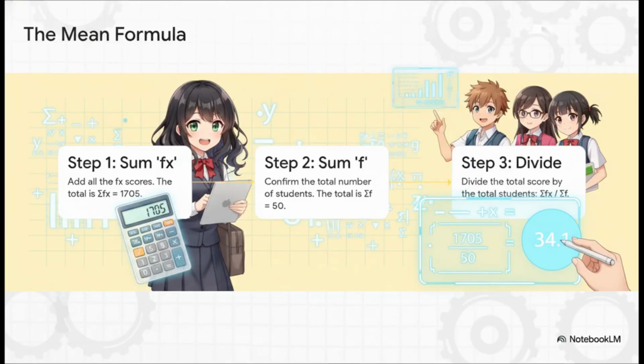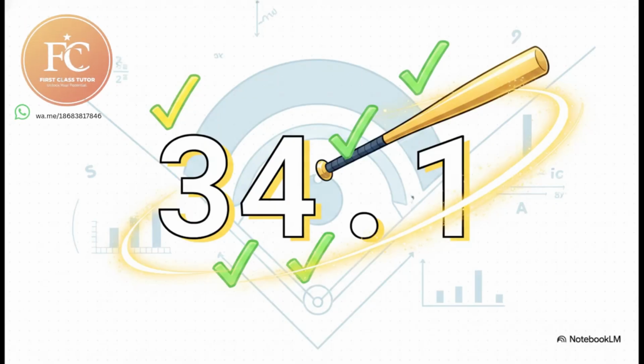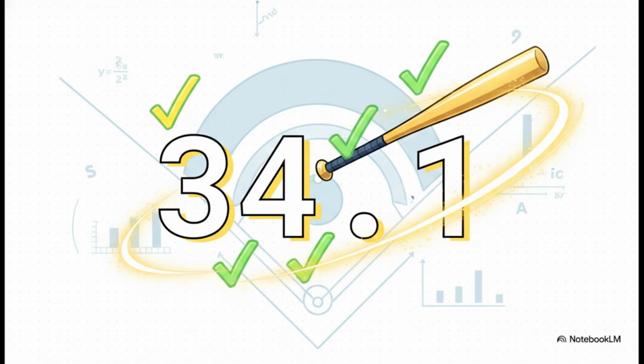Step 1, add up all those fx scores to get our total runs, which comes out to 1705. Step 2, confirm our total team size, that's 50 students. Step 3, just divide the total score by the total number of students. That's it. And boom, the answer is 34.1. That is your estimated batting average for this match. And just like that, you've secured the first 3 marks. We are on the board.